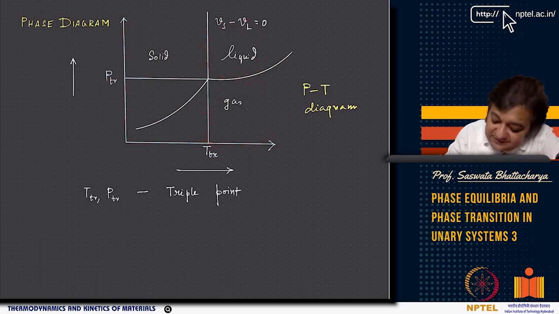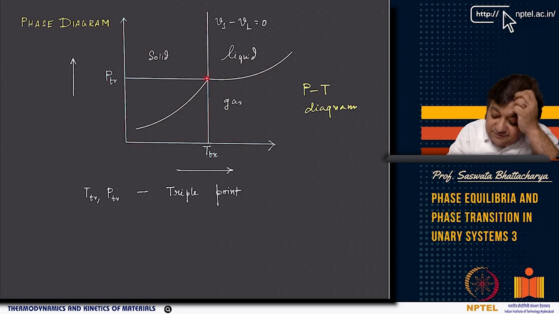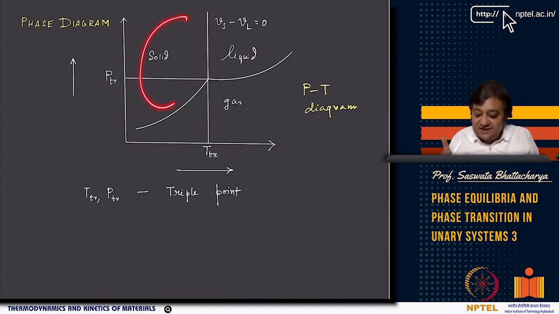So a two-dimensional area represents either a solid phase, a gas phase or a liquid phase, while a point represents an equilibrium between solid, liquid and gas. This point is called the triple point, at which solid, liquid and gas can coexist. Along this line, solid and liquid are in equilibrium. So the line represents two phases and the point represents three phases. For a unary system, a point represents coexistence of three phases, a line represents coexistence of two phases, and an area represents existence of a single phase.